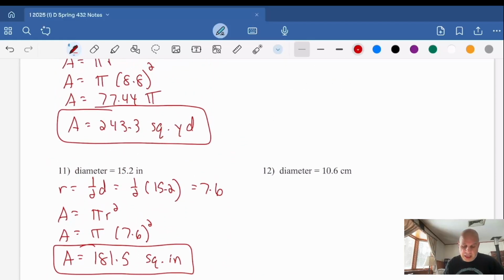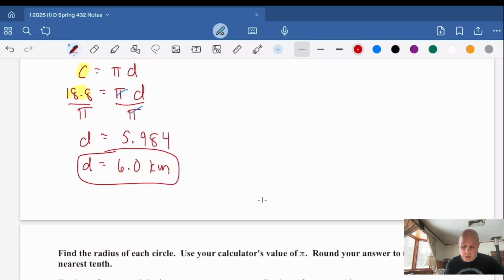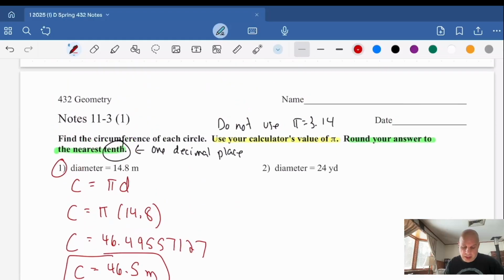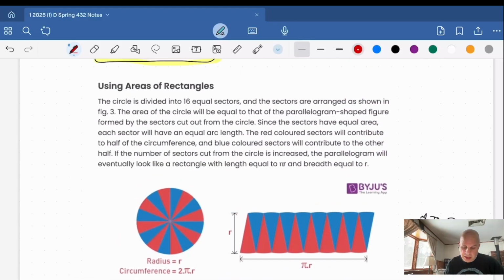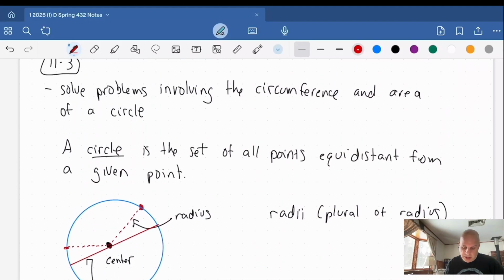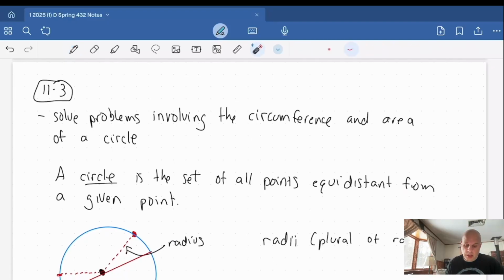If there's anything that you are stuck on here, if there's any questions that you have, please don't hesitate to raise your hand and ask us any questions. So we learned how to solve problems involving the circumference of a circle and how to solve problems involving the area of the circle. Again, let me know if you have any questions.